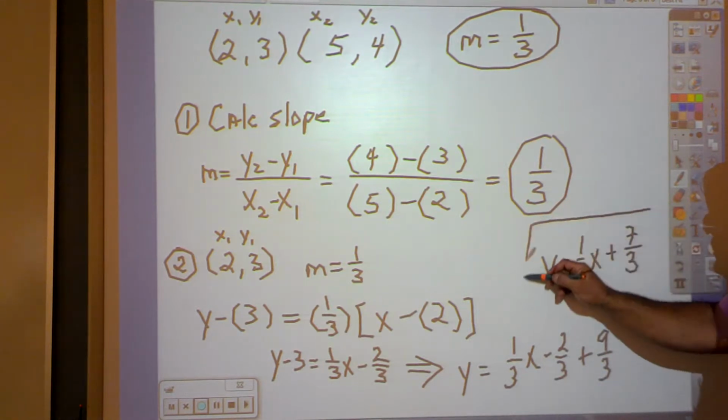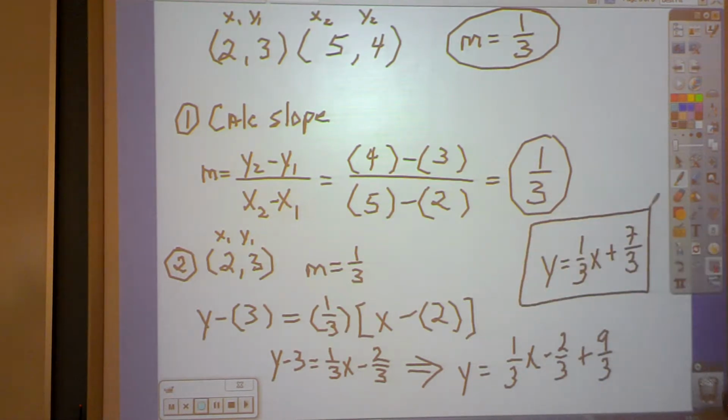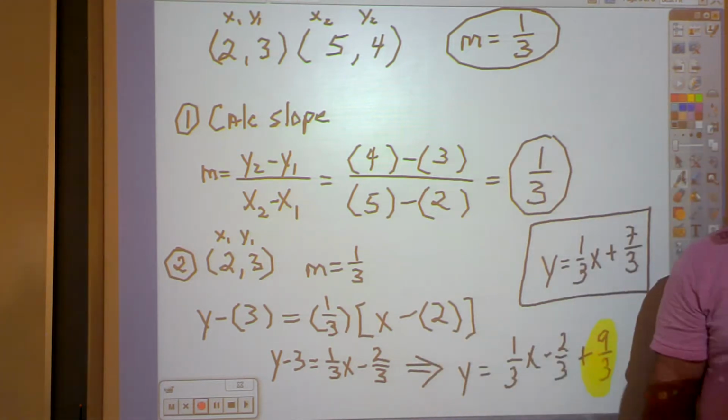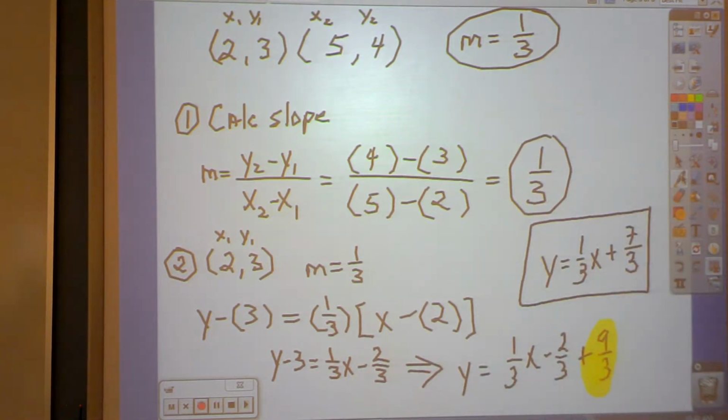Now, whenever I do one of these problems, no matter what math I'm in, no matter what math I'm teaching, I always get, where did 9/3 come from? I don't know. You need to figure it out. All I got to say is I had to bring this -3 over here, and I'll let you figure it out.